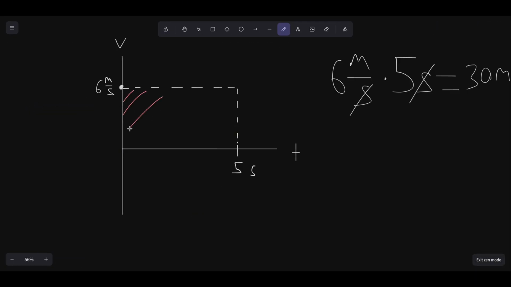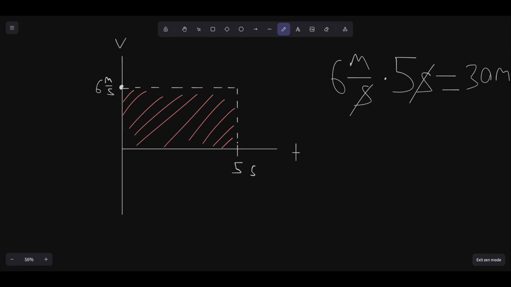This area underneath the curve represents the total displacement. So if you have some function of velocity and time, and you want to find out the total displacement, find the area underneath the curve, right? Which is the same thing as just multiplying it out, because you can view this as a rectangle. 6 and 5, that makes 30.